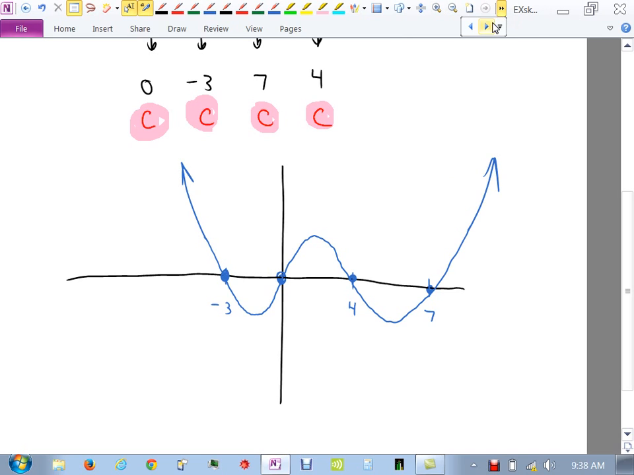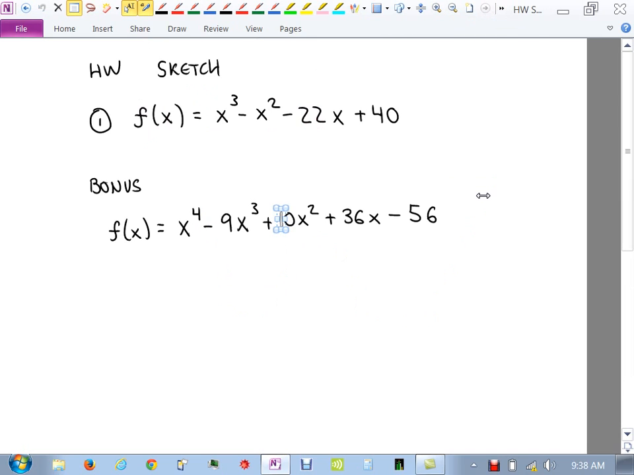Then I gave a homework assignment. So the homework assignment is to sketch this. That's got to be ready to be turned in on, when do we meet again? Tuesday. And then if you want, on separate page, this bonus problem, try and sketch this one. And that's pretty much it. That's what we did.